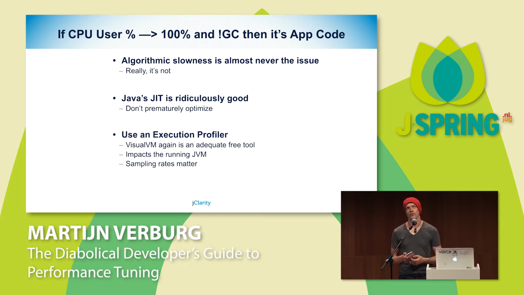But typically what you want to do here is use an execution profiler. Previously with the memory issue, we were using a memory profiler. Here we want to use an execution profiler. Visual VM, that lovely free tool I mentioned before, is also an execution profiler. Hooray. So we can just use that.